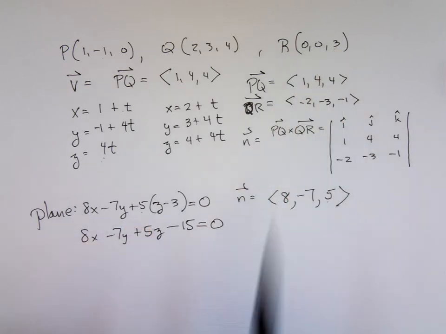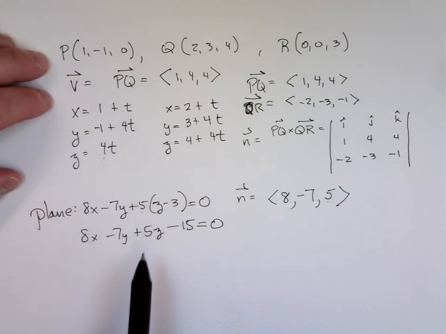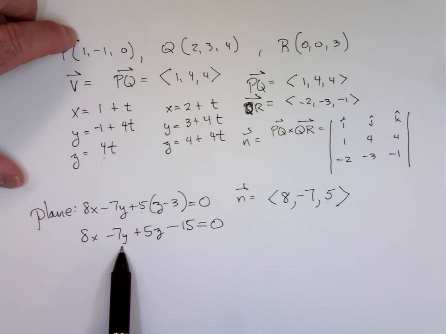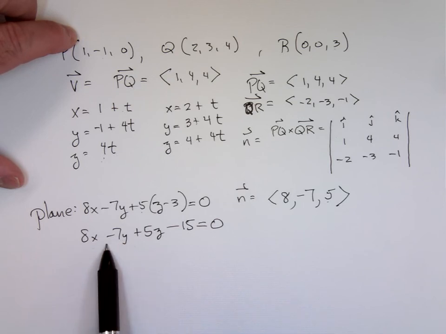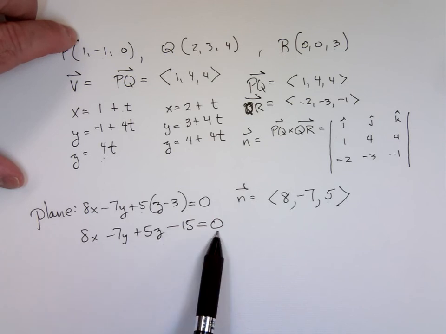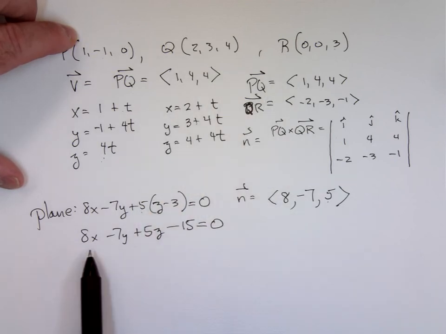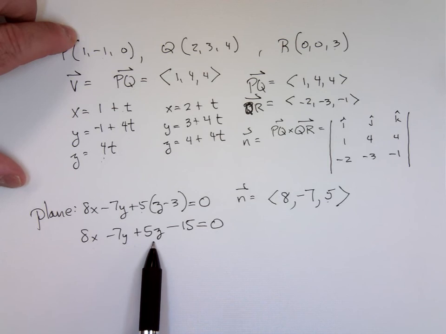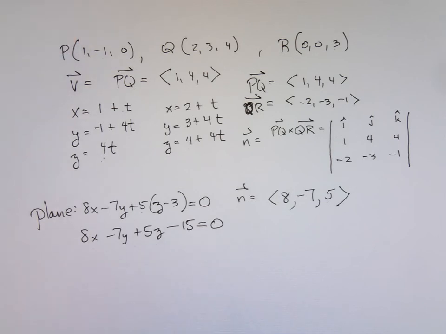Now, you can verify this. Take the point P. Is that on this plane? Well, let's check it out. When x is 1, y is negative 1, and z is 0, do we get 0? Let's see. 1 here gives us an 8. A negative 1 in here gives us 7. That's 15. A 0 here gives us 0. 15 minus 15 is 0. It works. And 2, 3, 4 will also work: 16 minus 21 is negative 5, plus 20 is 15, minus 15 is indeed 0. It works.